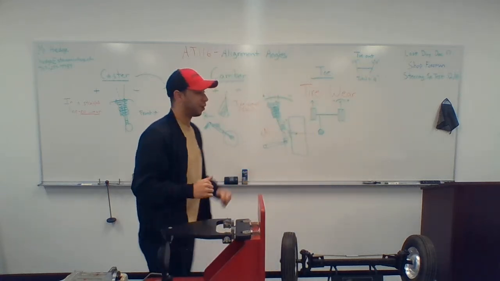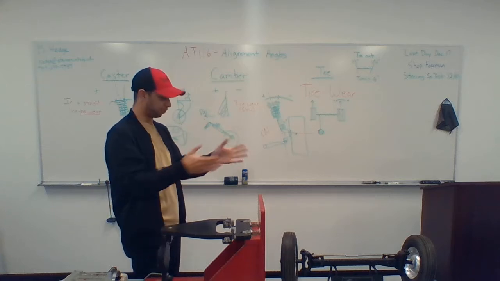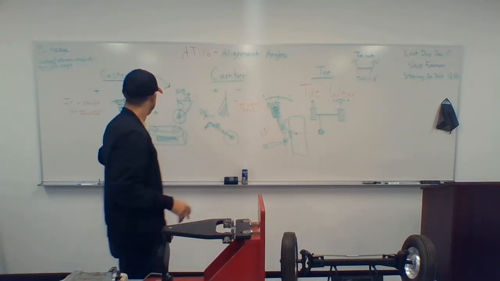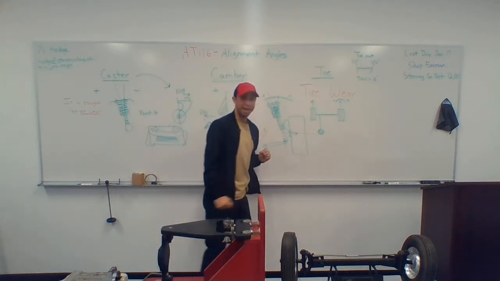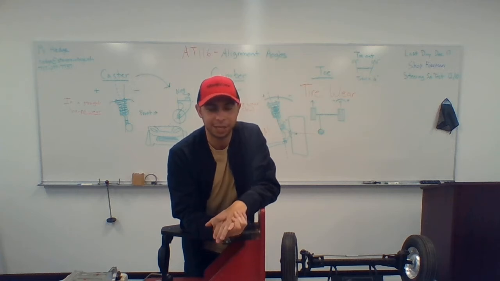Another one that we talked about, by the way, don't forget, these two you can somewhat see, you can visualize. This one not so much, depends on where it is. But moving on to SAI now. SAI is steering axis inclination.